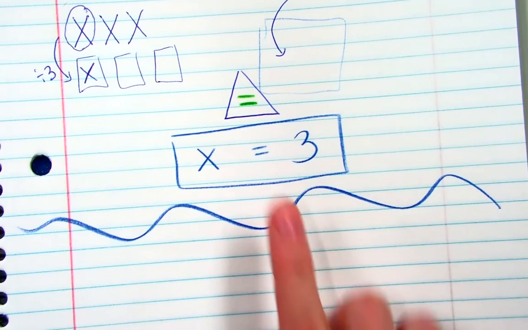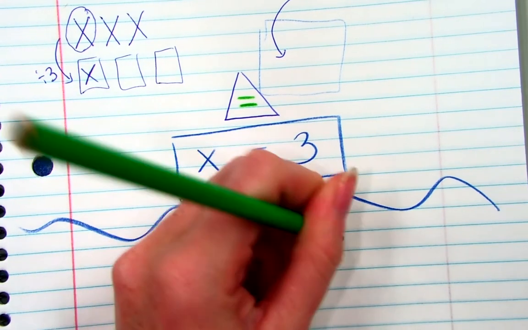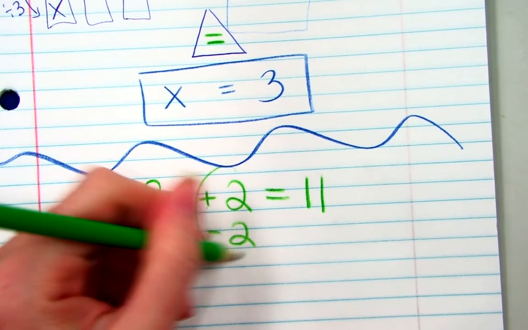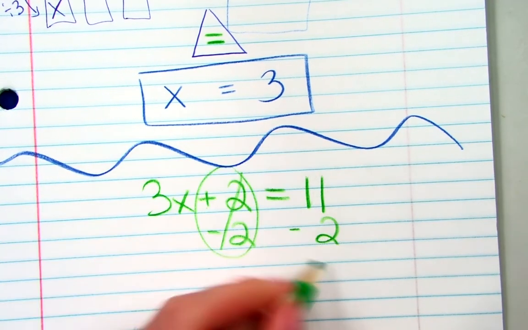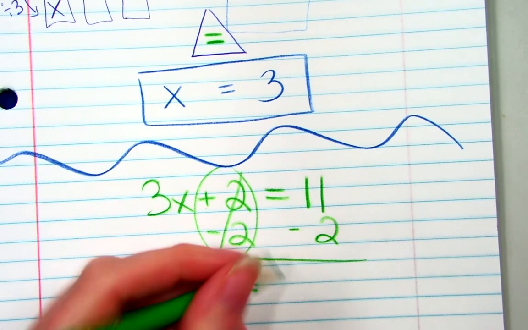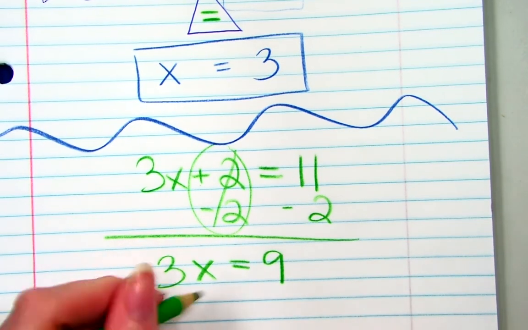So what we're going to do is we're going to look at it algebraically. The same equation, which we know x should have equaled 3. So I have 3x plus 2 equals 11. Let's talk about what we just did. We got rid of those 2 positives with 2 negatives. Well, the opposite of adding 2 is subtracting 2, so those go away. I'm going to subtract 2 from both sides. I end up with 3x equals 9.